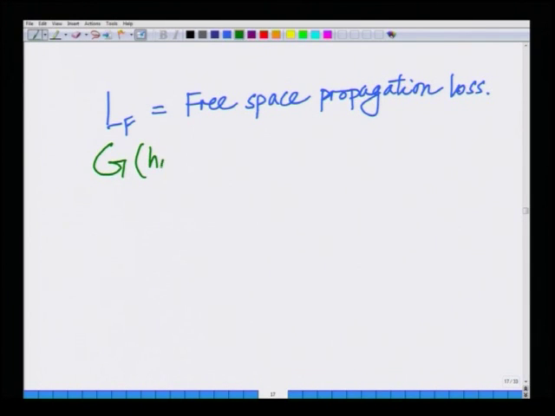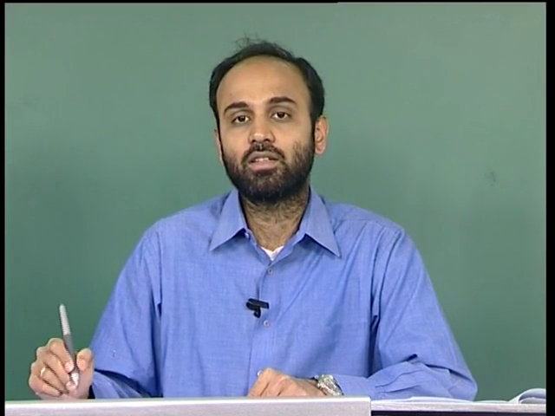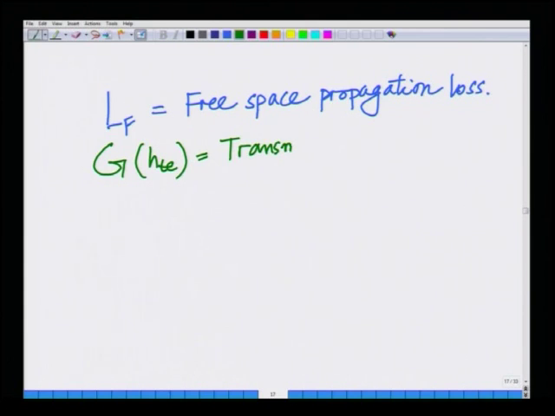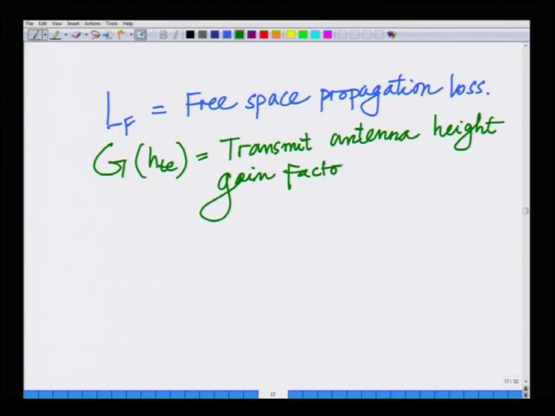GHTE is the transmit antenna height gain factor. This is not to be confused with the gain of the transmit antenna, but this is a gain arising out of the height. Hence, this is the transmit antenna height gain factor. It is dependent on the height of the transmit antenna.